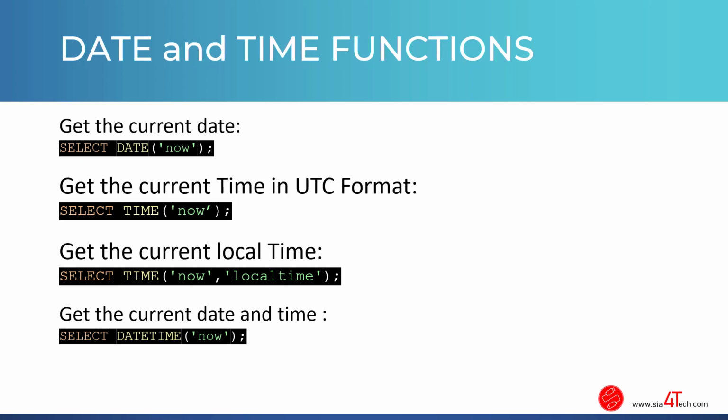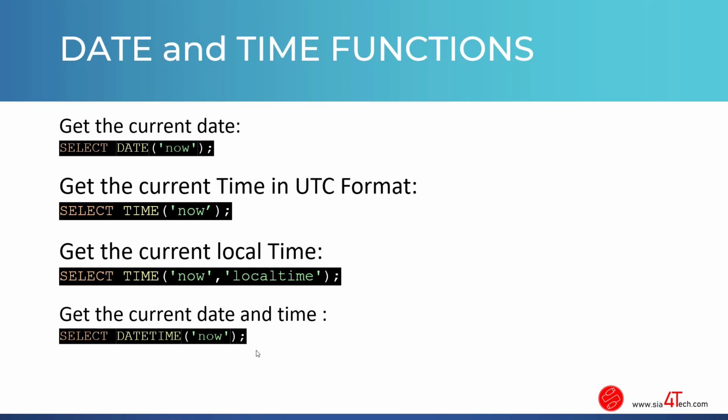If you need to get the current date, you use date, then between parentheses now. And if you need to get the current time in UTC format, you write time, then between parentheses now, same way as the date. But if you need to get the local time, you only add local time string to the syntax. Also, you can get the date and time as well, same way as time and date. You just write date time, then between parentheses now.